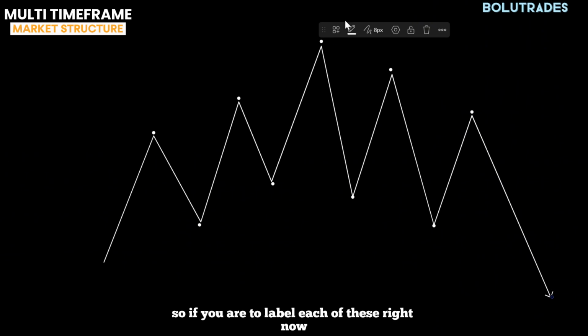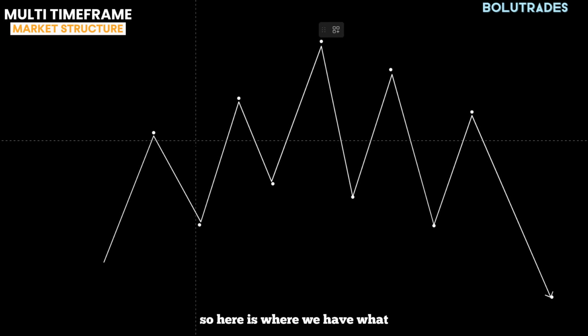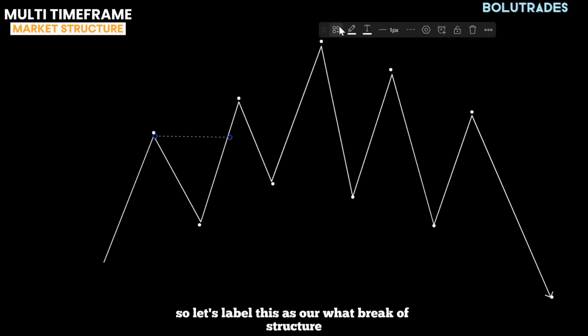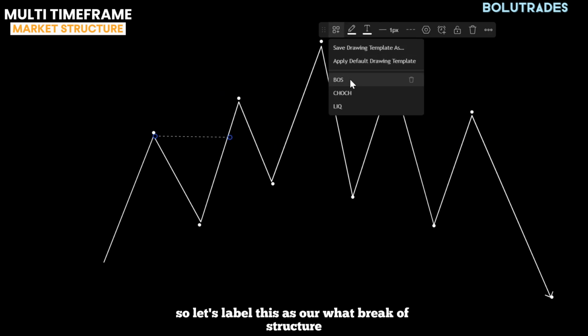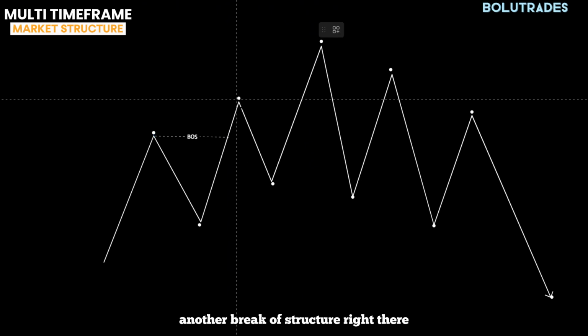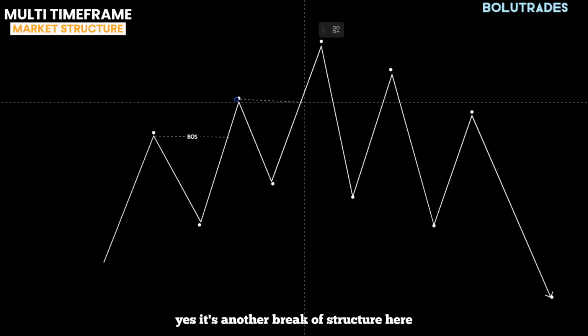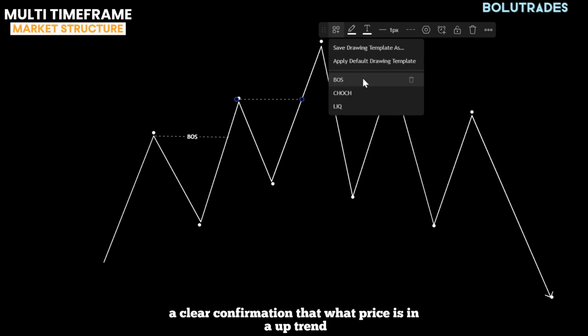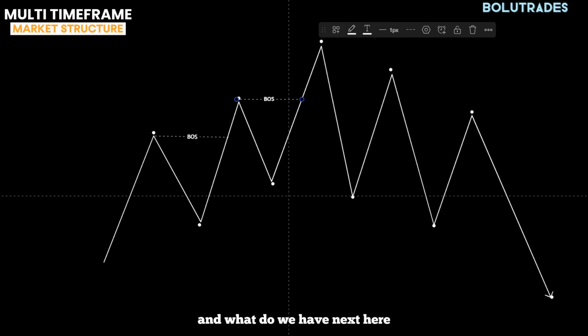So if you are to label each of these right now, let's label each one on this diagram. Here is where we have our break of structure to the upside. So let's label this as our break of structure. Then we have another break of structure right here. Here is another break of structure. Another break of structure which gives us a clear confirmation that price is in an uptrend.